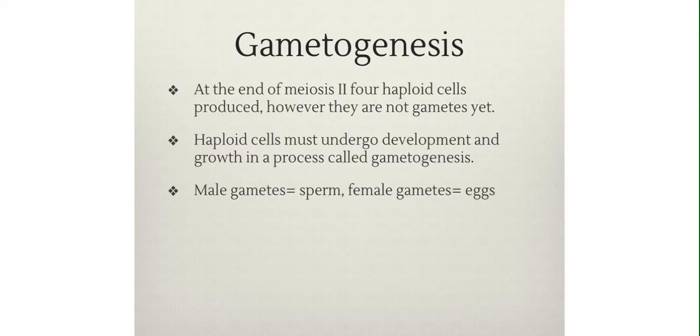Before we even begin, remember that after meiosis 2, so both processes of meiosis, we have formed 4 haploid cells. Believe it or not, those haploid cells are not fully gametes yet, because they haven't undergone full maturity. So they go through a process known as gametogenesis, which is the development of haploid cells into gametes. At the haploid stage, they are not fully ready for fertilization.